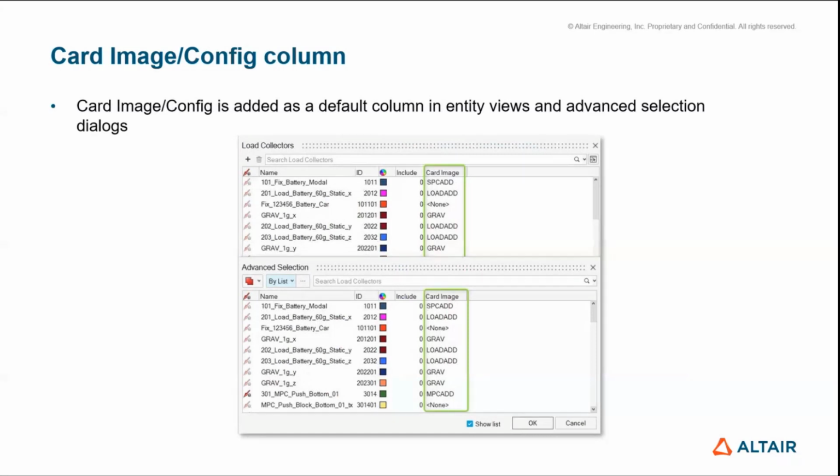Next, we have added the card image column on by default. This was missing for some of the entities, and since the advanced selection dialog is based off the entity views, this particular column was missing there, and making a selection based on the card image or the config was not possible. So now we have added this as a default column in almost all the entity views. So this should come up in the advanced selection dialog as well.